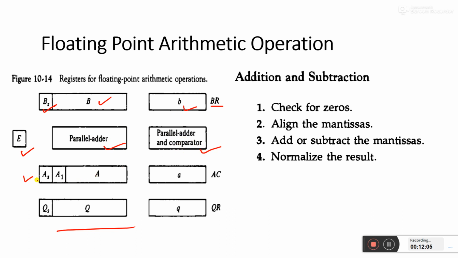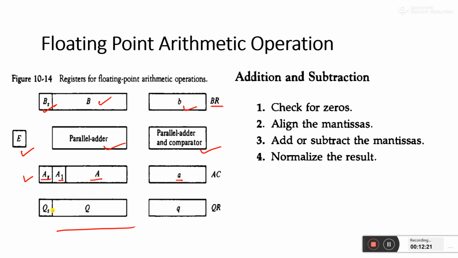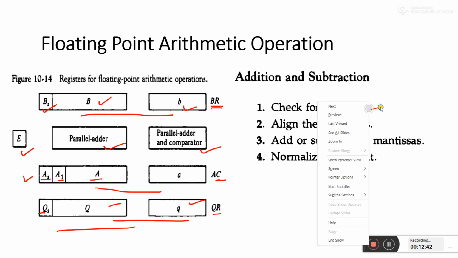So next is the sign. AS is my sign of A. A1 is next to the sign bit, and my mantissa is in this A register, and my small a contains the exponent of A. QS is my sign, Q is my register which holds the mantissa, and small q is my exponent. Together they constitute QR, AC, and BR.